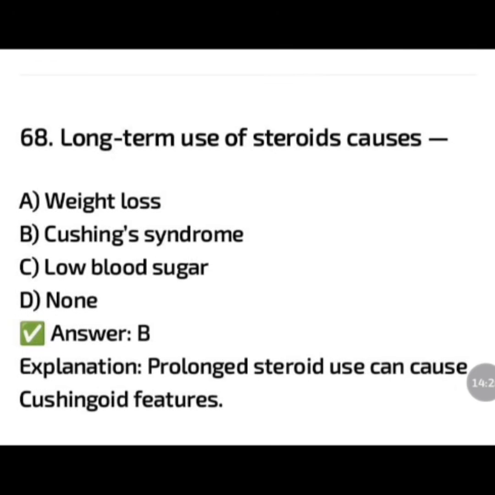Long-term use of steroids causes: weight loss, Cushing syndrome, low blood sugar, or none? The correct answer is option B, Cushing syndrome. Prolonged steroid use can cause Cushing features.